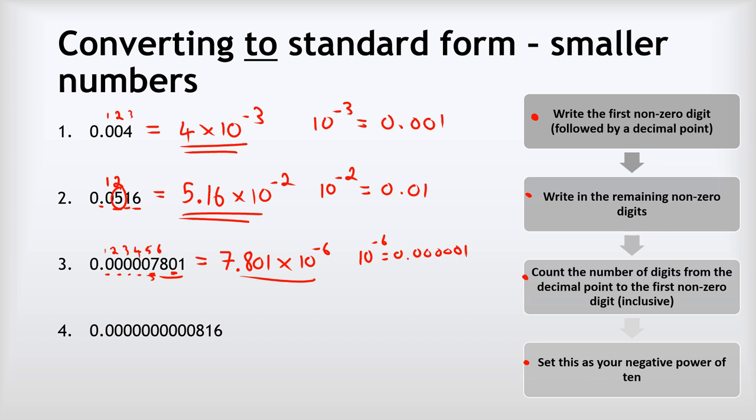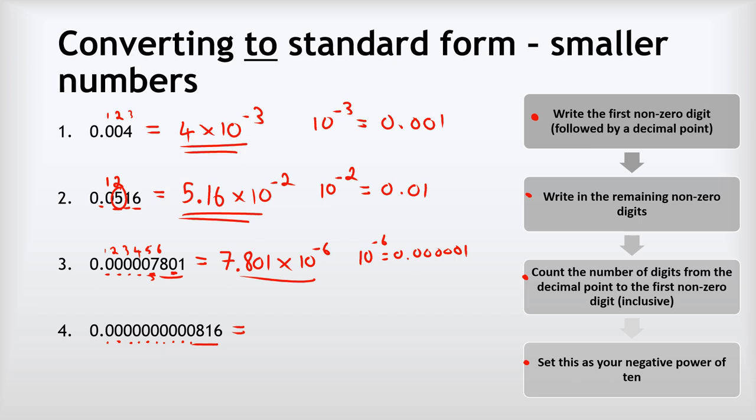And lastly, example number 4, again, really starting to hammer home that point about why standard form is useful. Because when we see a great big number like that with so many zeros in our decimal places, it can be really confusing to make sense of. So what we've got here is 0.00000000000816. Now, we're going to follow the exact same method as before. And, you know, we really can see that all those zeros make it hard to interpret.